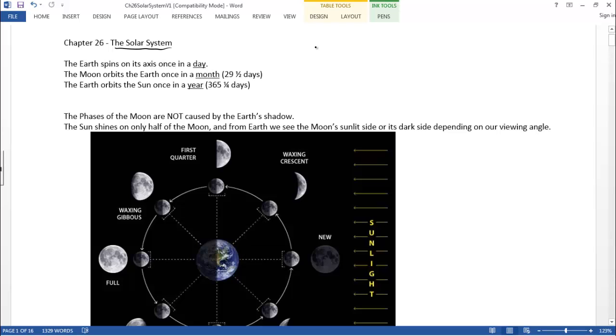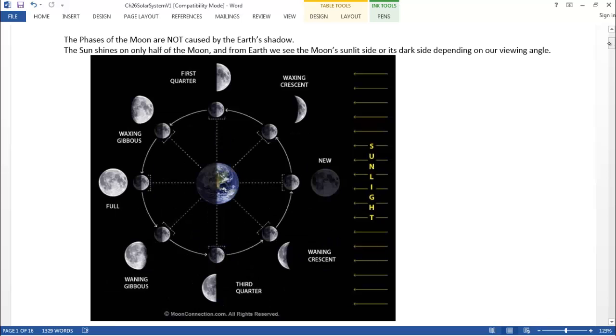I think it's interesting how we have defined our units of time based on things that happened out in space. So a day is defined as the time it takes for Earth to spin once on its axis. The time it takes for the moon to go once around the Earth is defined to be a month. And then the time it takes for the Earth to go around the sun is defined to be a year.